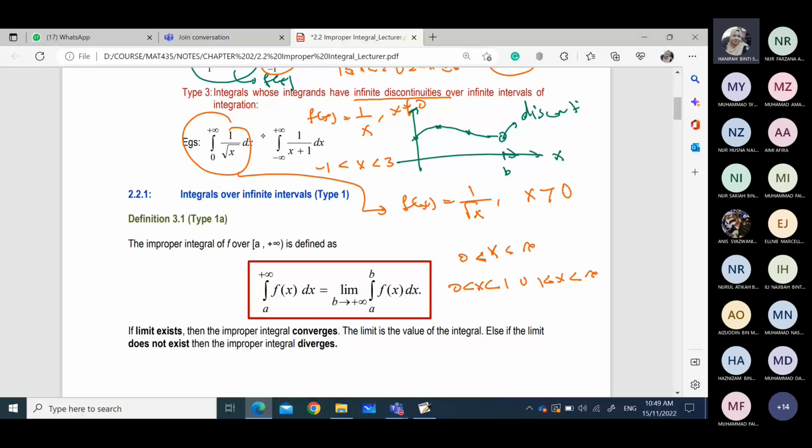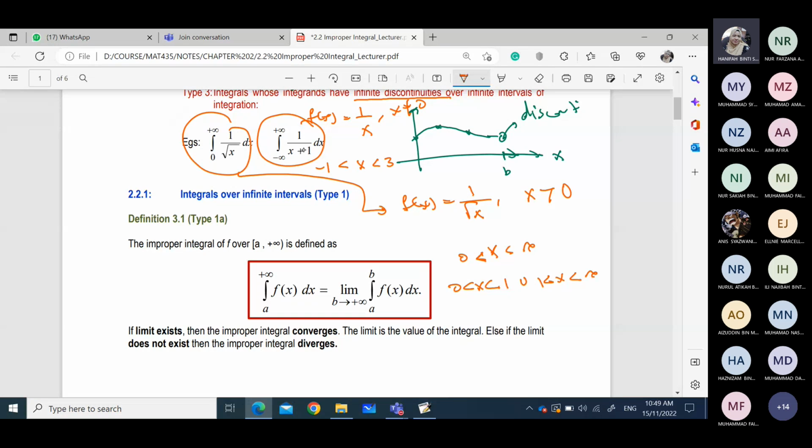Alright, so number yang kedua ni, okay, which is we have this function 1 over x plus 1, and the interval is negative infinity to infinity. So it obviously includes the discontinuity in this interval. Alright, so ini adalah type yang ketiga.